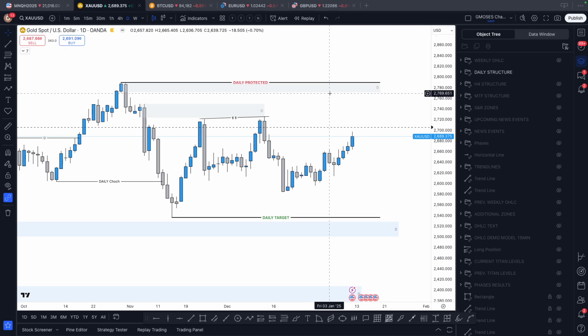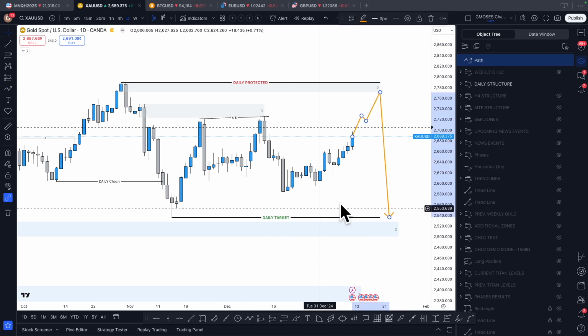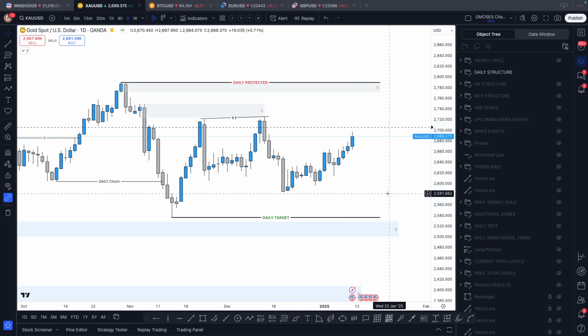Ultimately, from a daily structure, I'm looking for price to possibly come up, take out this liquidity here, maybe tap into this and then come down and take out this target. Now, all of this might not happen this week, but that's what I'm looking at according to how the market is looking and according to what the data is showing, okay?